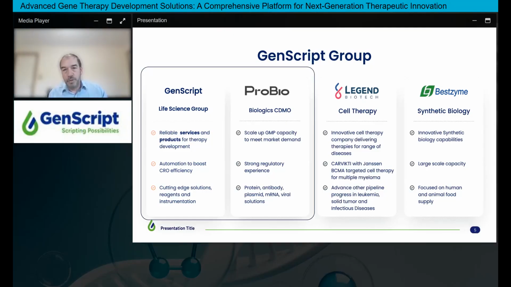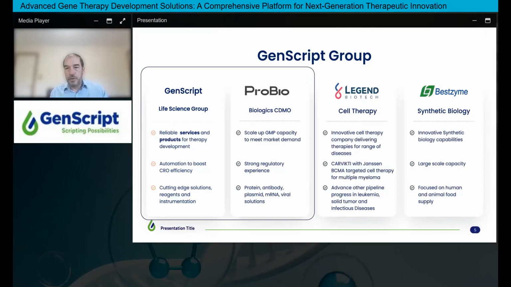My focus will be on the entities on the left side, the life science group, which consists of our CRO division as well as the product division. They offer a lot of innovative services and products for therapeutic developments. We use a lot of automation internally in our CRO operations to boost our efficiency. We also sell a lot of automation solutions to our customers in the form of advanced instrumentation, and we offer many reagents to go with this instrumentation.